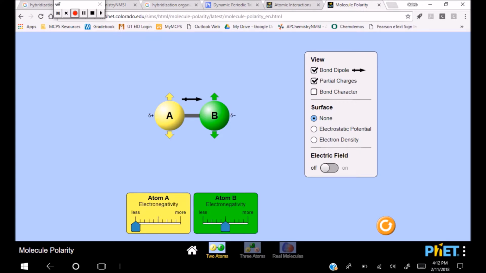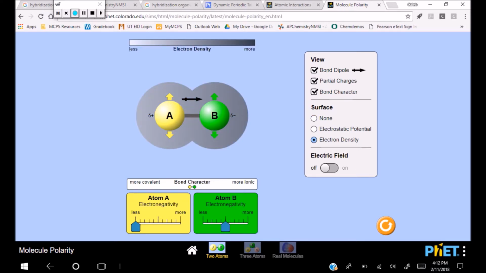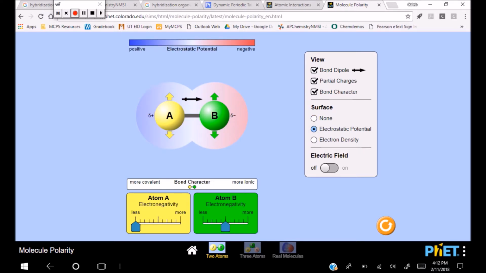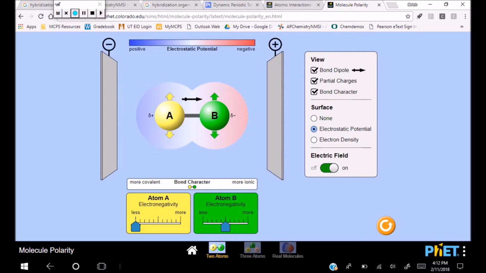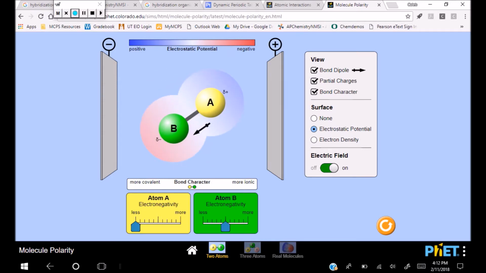There is bond character, which tells you if it's more ionic or more covalent. There's bond dipole, and then there's partial charges, and all of those things are good to see. I also like having electrostatic potential on here. And why not have an electric field too? So the cool thing about this is this thing here is kind of in the middle. It's not quite ionic, it's not quite covalent, but it is polar.